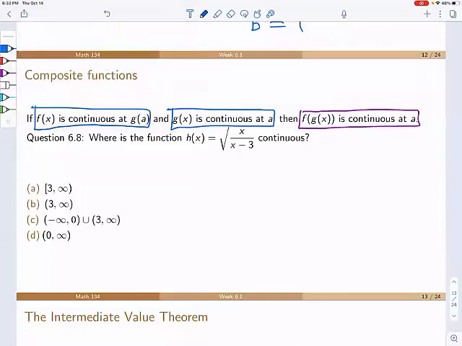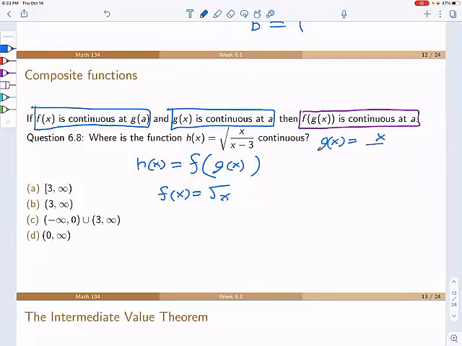So below we have h of x equal to the square root. So maybe we'll call the square root function f. So let's just say f of x is the square root of x. And then what do we put underneath the square root? Well, we'll say that that's g. So g of x, maybe we'll write that over here, g of x is equal to x over x minus 3.